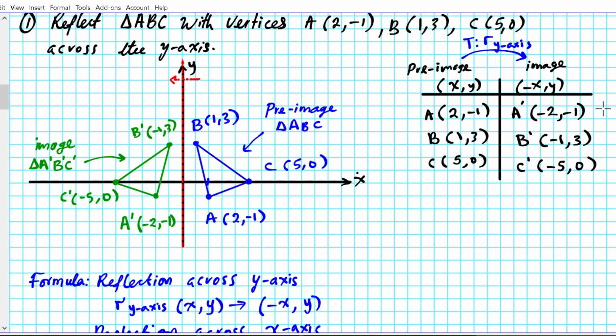All right, so let's compare these with what we have in our diagram. A prime is (-2, -1), check. B prime is (-1, 3), check. And then C prime is (-5, 0), check. So that shows that our reflection is correct. All right, we're going to do one more example and then give you an opportunity to do some practice.